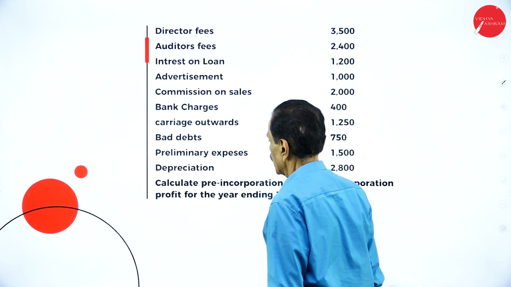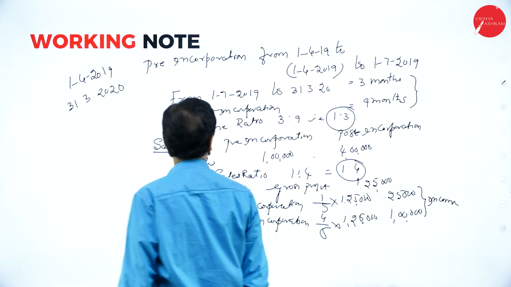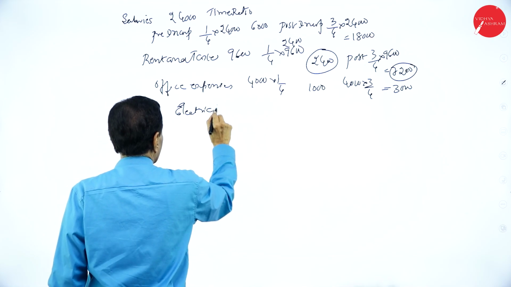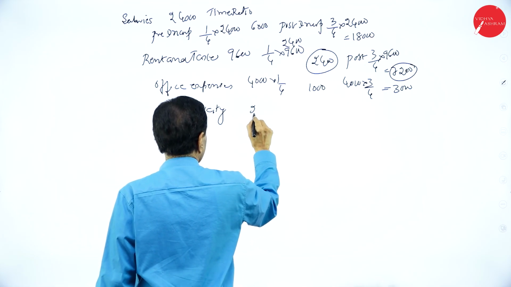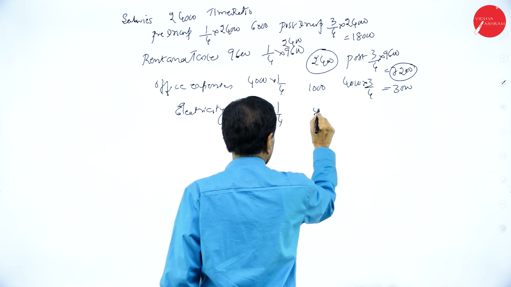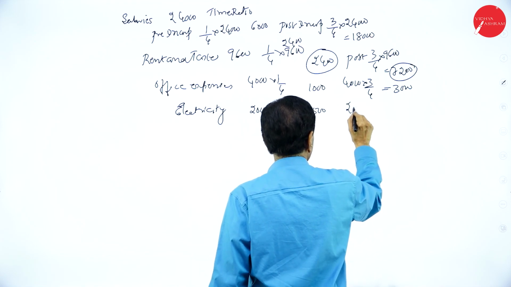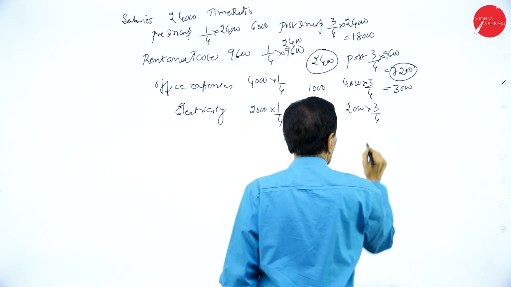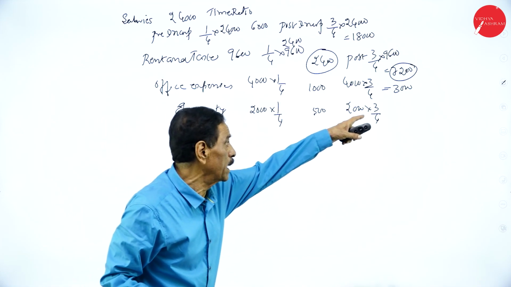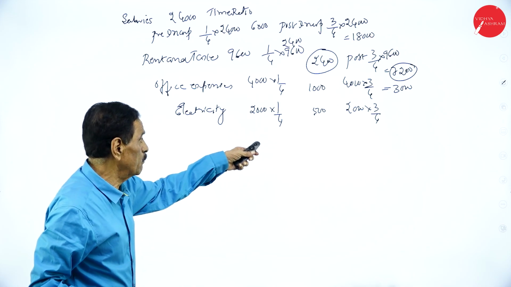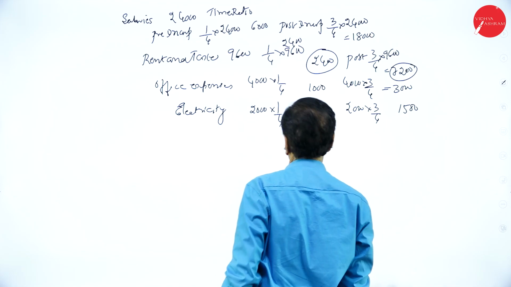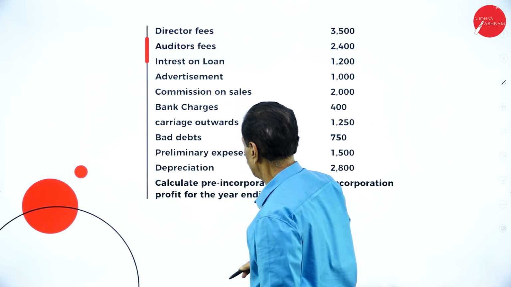Electricity charges 2,000. Electricity: 2,000 into 1 by 4 is 500. 2,000 into 3 by 4. So 4,000, 1 by 4 is 1,000, 4,000, 3 by 4 is 3,000, 2,000, 1 by 4 is 500, 3 by 4 is 1,500. So electricity over.